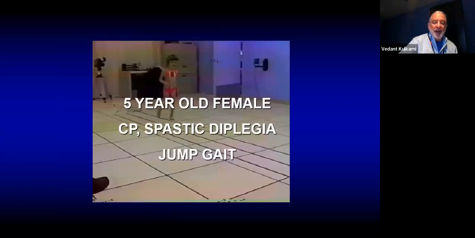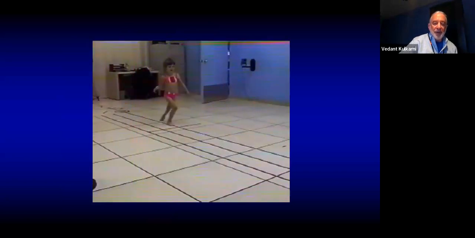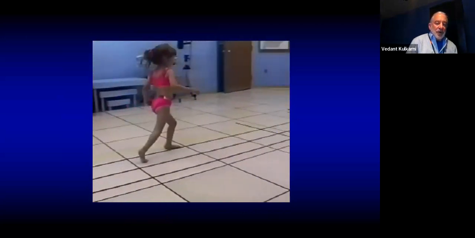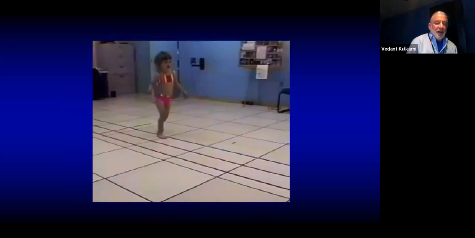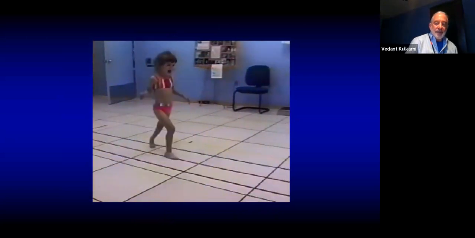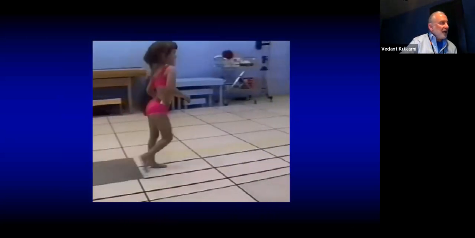Here's an example: a 5-year-old girl with bilateral CP and jump gait. The spastic case that I showed you earlier was also jump gait. This child has more than just sagittal plane issues. She clearly has transverse plane issues as well. But anyway, the thing here is recognize jump gait: on your toes, knees bent.